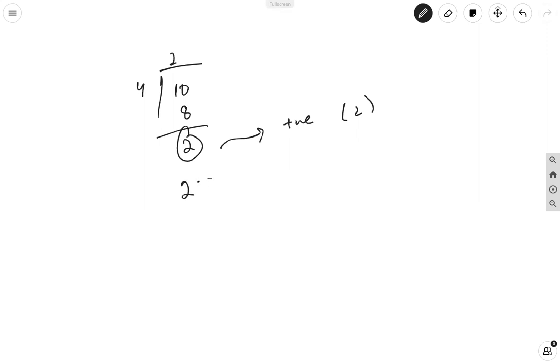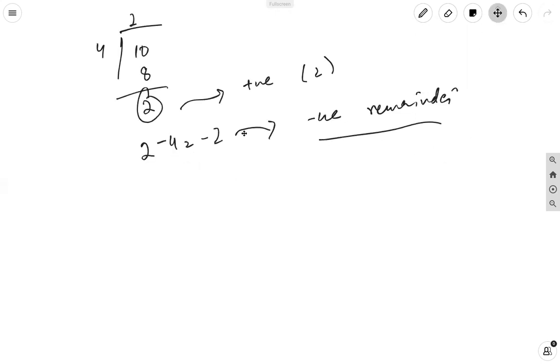Okay, so let's suppose we have 10 and divide by 4. So if we take 2, this is 8 and the remainder is 2, right? For this, the positive remainder is 2. But for this, the negative remainder will be 2 minus 4, which is minus 2. Minus 2 will be the negative remainder. Now let's see where is the use of this negative remainder.